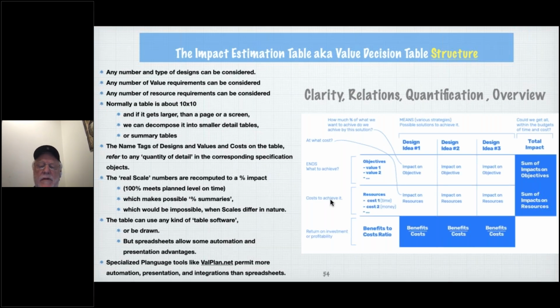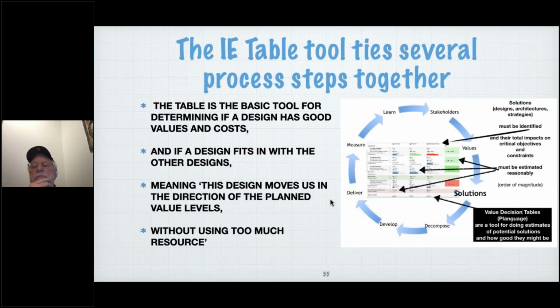Let's see, structure, there we go. The table ties many of our processes together. So here is the requirements process. Here is the design process. We can use the table to see the need for decomposition or, in fact, expose a decomposition to ourselves. We don't use it directly for development, but we do choose what to develop, and we do choose when to deliver, like how to prioritize a certain design for delivery.